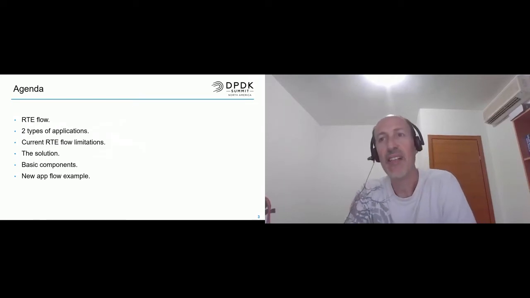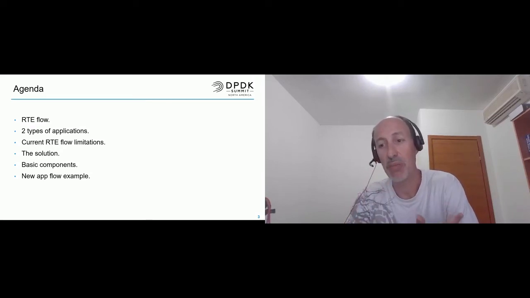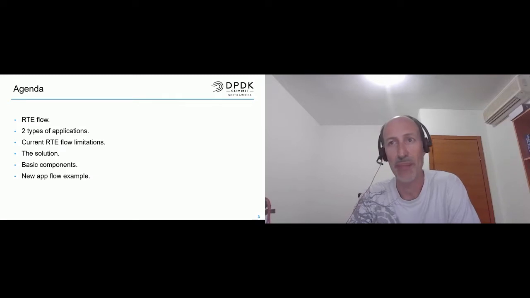Okay, the agenda for today is first to introduce a few words about RTE flow. I know all of you probably know it, but I want to say a few things about it. I'll show two types of different usage of RTE flow in two types of applications. Then I'll show the limitation that we're currently experiencing when using the RTE flow. Then the suggested solution. Why is it good? What are the basic components of this solution? And finally, I'll show what is required from the app that will use this new API.